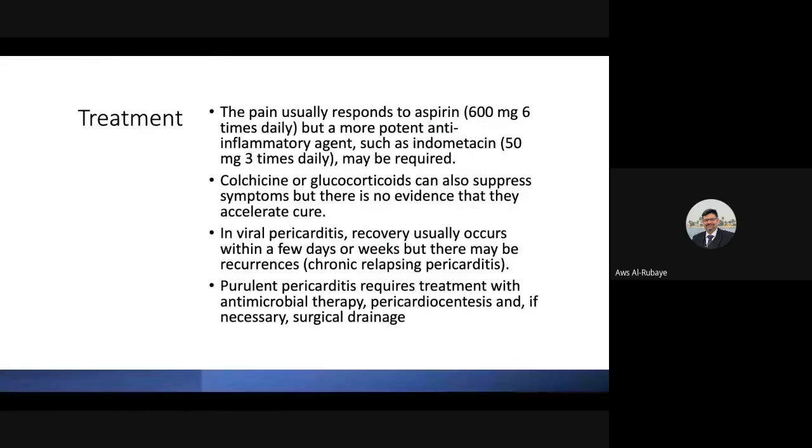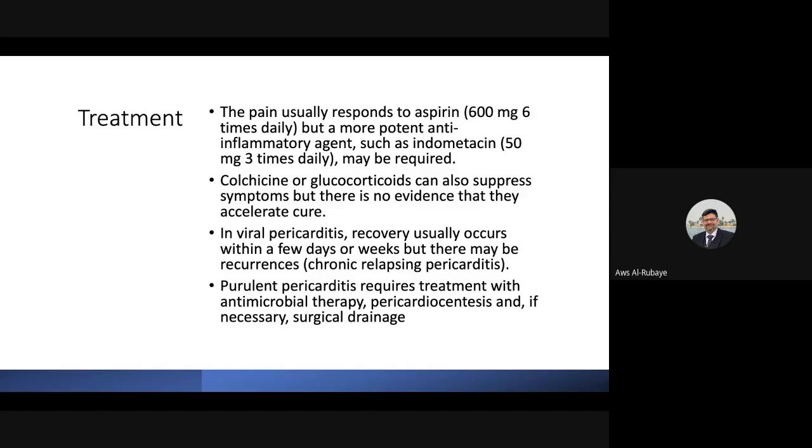Treatment. The pain usually responds to aspirin, 600 milligrams, 6 times daily. But a more potent anti-inflammatory agent, such as indomethacin, 50 milligrams, 3 times daily, may be required. Sometimes we may give ibuprofen instead of indomethacin or instead of aspirin. Colchicine or glucocorticoid can also suppress symptoms, but there is no evidence that they accelerate the cure. And glucocorticoids can cause increased relapse rate.